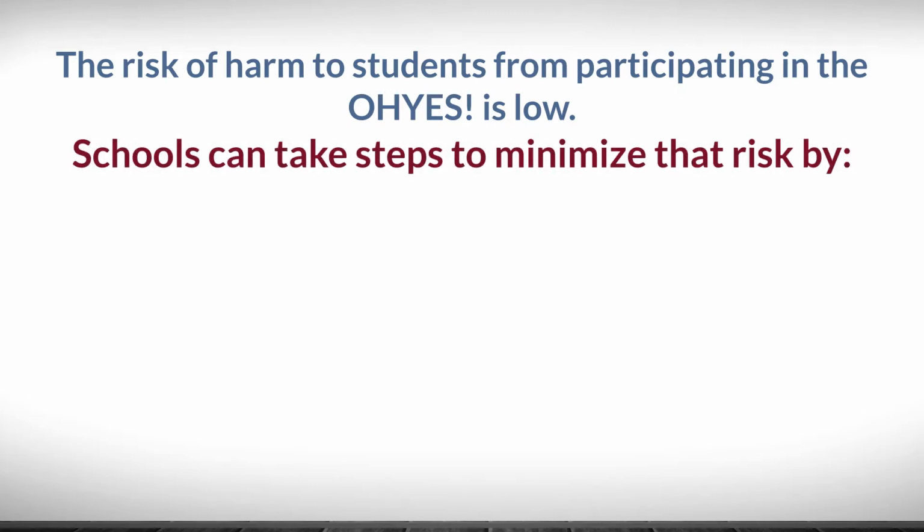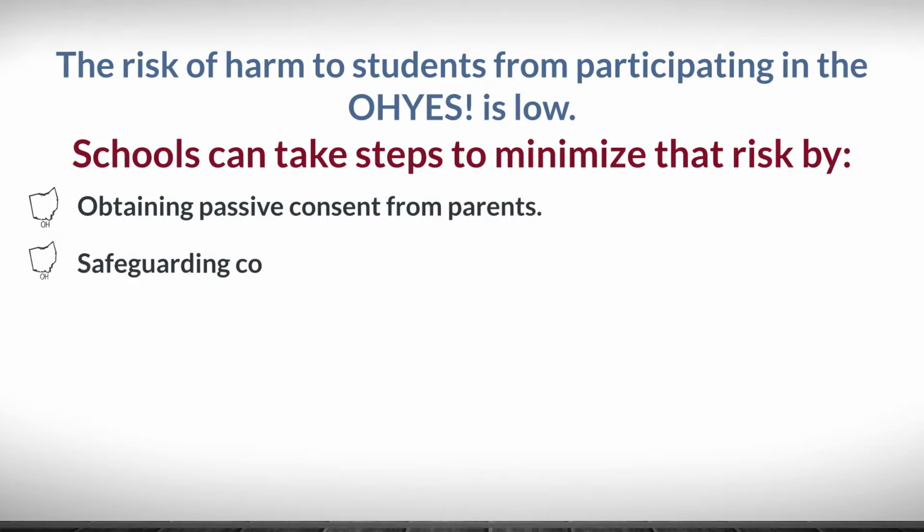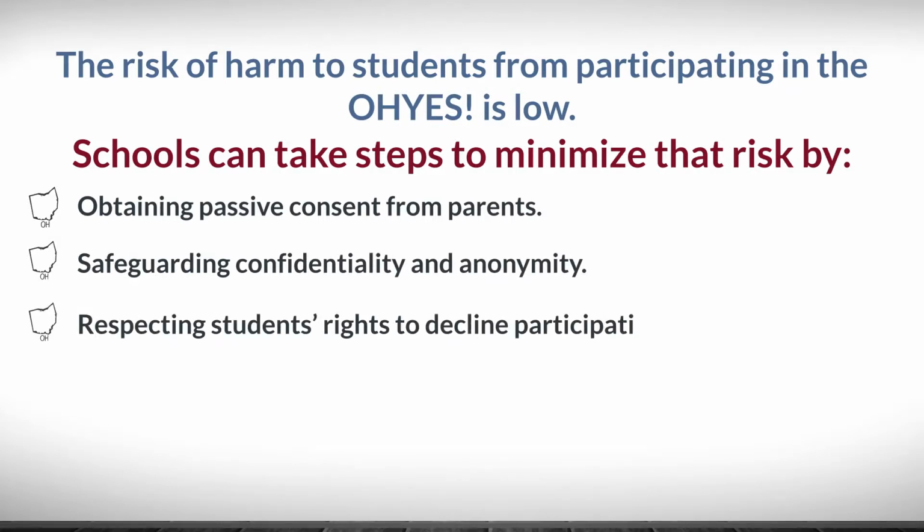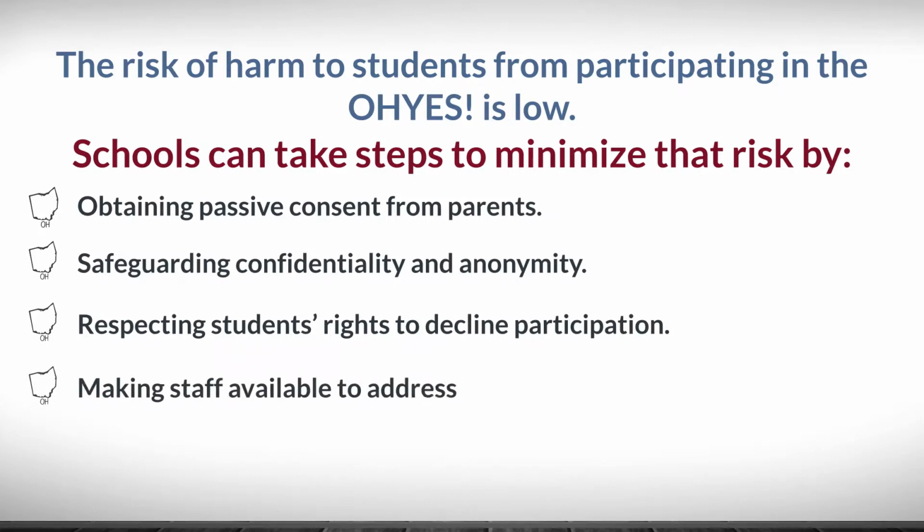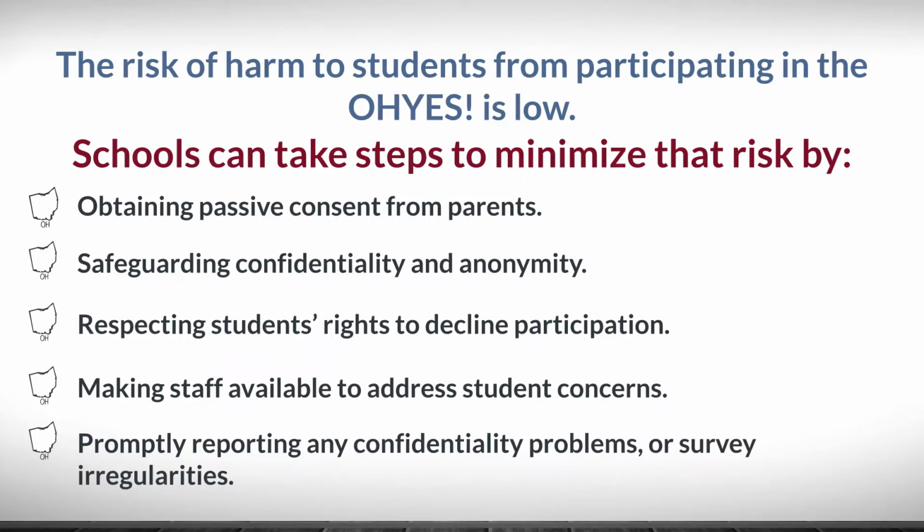The risk of harm to students from participating in the OHYES is low. Schools can take steps to minimize that risk by obtaining passive consent from parents, safeguarding confidentiality and anonymity, respecting students' rights to decline participation, making staff available to address student concerns, and promptly reporting any confidentiality problems or survey irregularities.